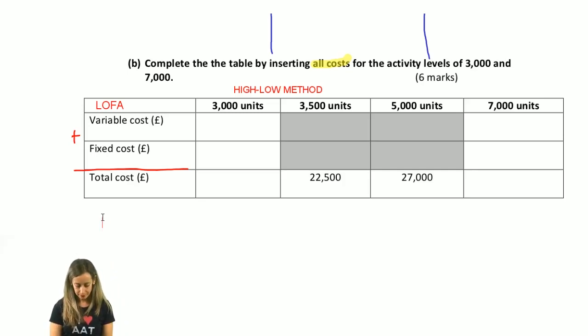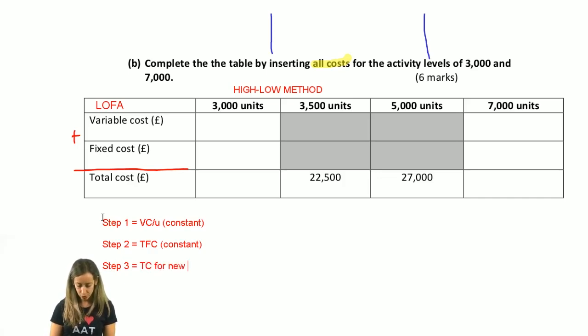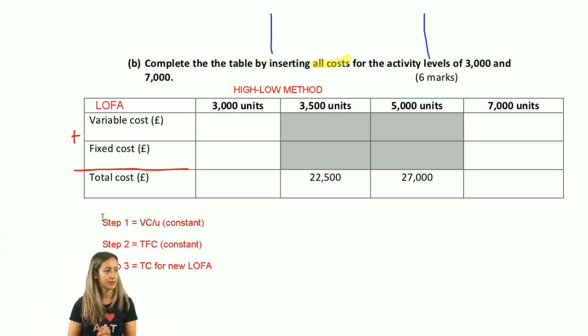Well, step 1 is to find the variable cost per unit, because we know that this one is constant at all levels of activity, isn't it? But then step 2, once we have found the variable cost per unit, is to find the second thing which is constant, and that is the total fixed cost. Yep. And then it's just time to forecast. So step 3 is to find the total cost for the new LOFA. Remember, LOFA is level of activity.